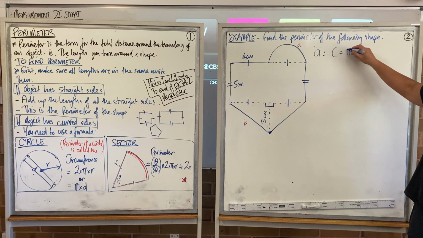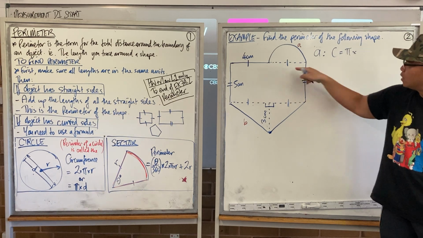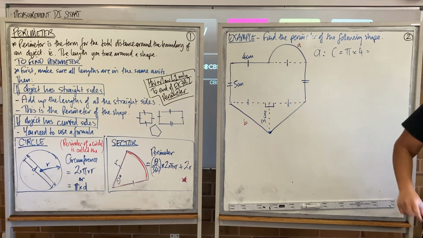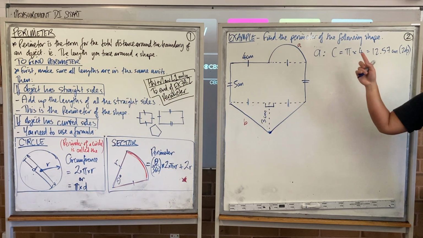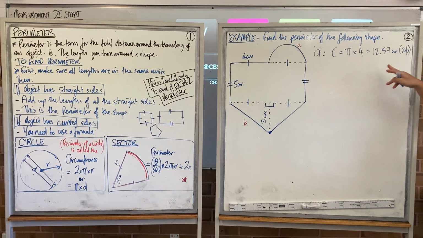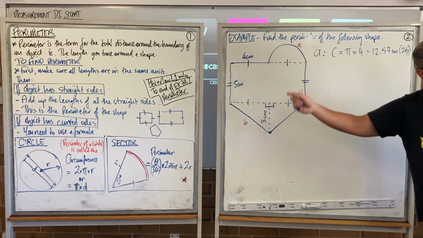So circumference is equal to pi times the diameter, which is 4. I'm good, but I'm not good enough to do pi in my head, so I go second pi times 4. 12 point, but we round. Let's round to 2 decimal points. 12.57 centimeters to 2 dp. But that's the whole circle. So what do I do with this number to get what A is?